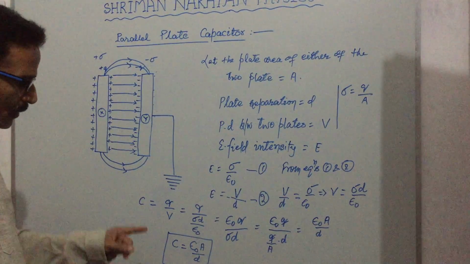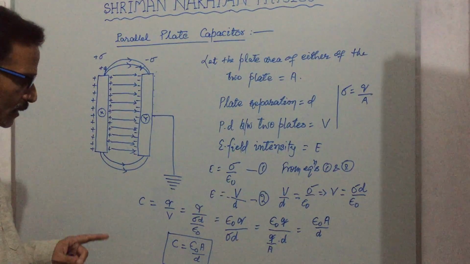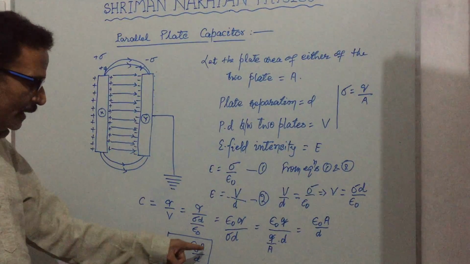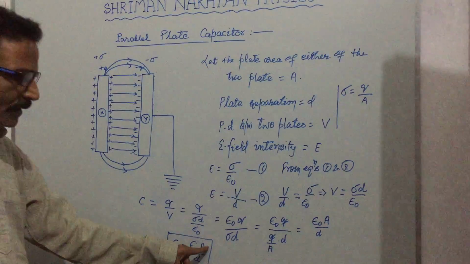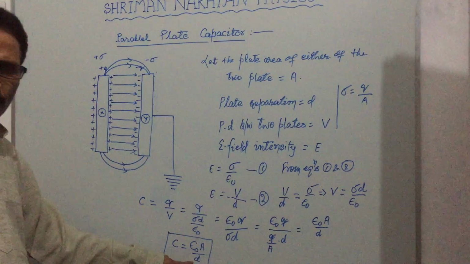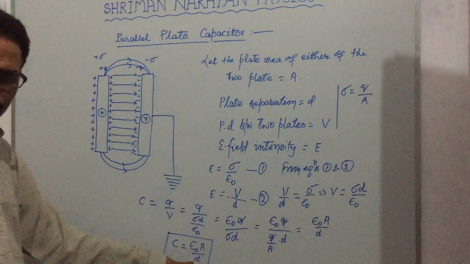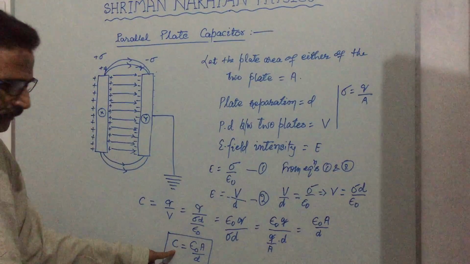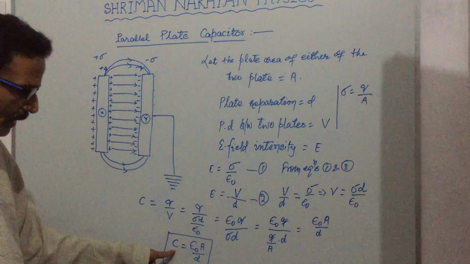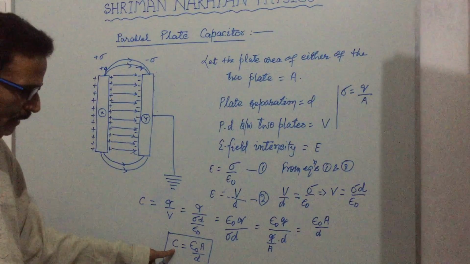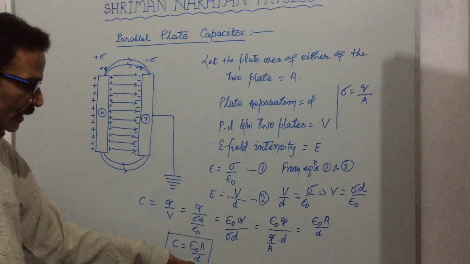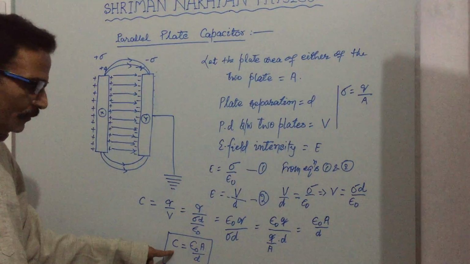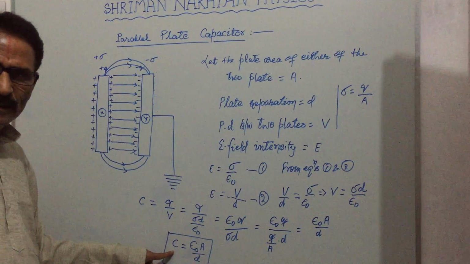From this very formula we come across the general conclusion that the capacity of a parallel plate capacitor is directly proportional to the cross-sectional area of the plate, and it is inversely proportional to the plate separation D. Larger the value of area A, larger will be the value of capacity, and smaller the value of area, smaller will be the value of capacity. Similarly, smaller the value of D, larger will be the value of C, and larger the value of D, smaller will be the value of capacity C.